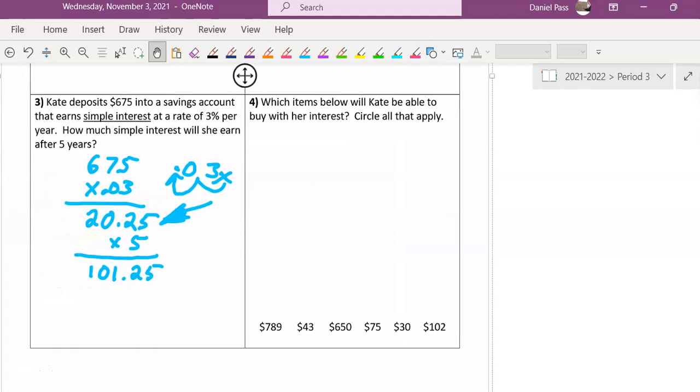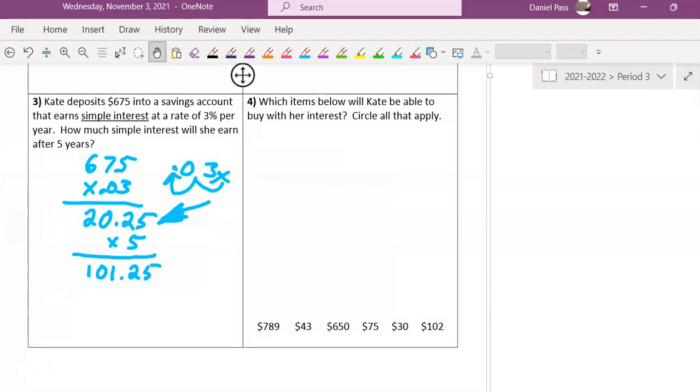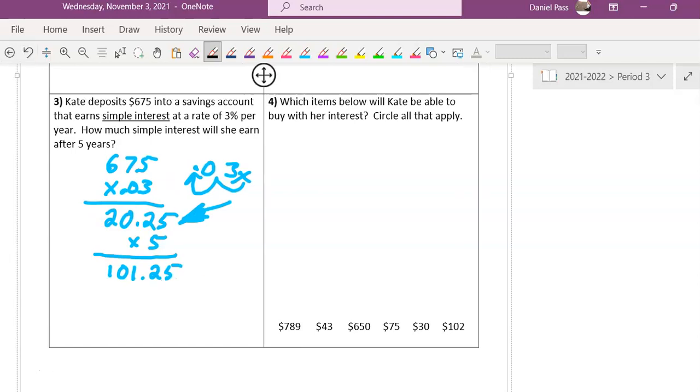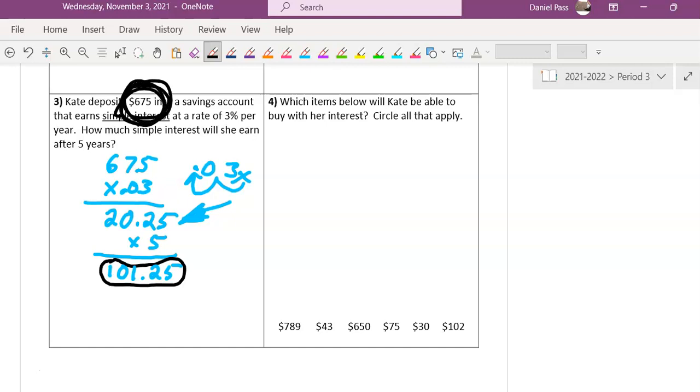How many items will Kate be able to buy with her interest? So this is the interest. Now, by the way, was this an only problem or a total problem? This was an only problem, right? So they could have asked how much is in her account total, but they didn't. They asked how much, only the interest. And so now, how much will she be able to buy with her interest?